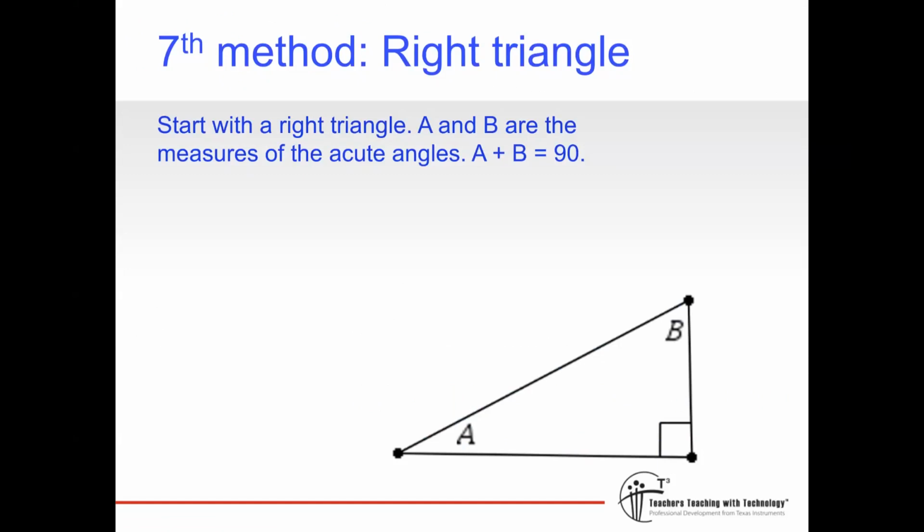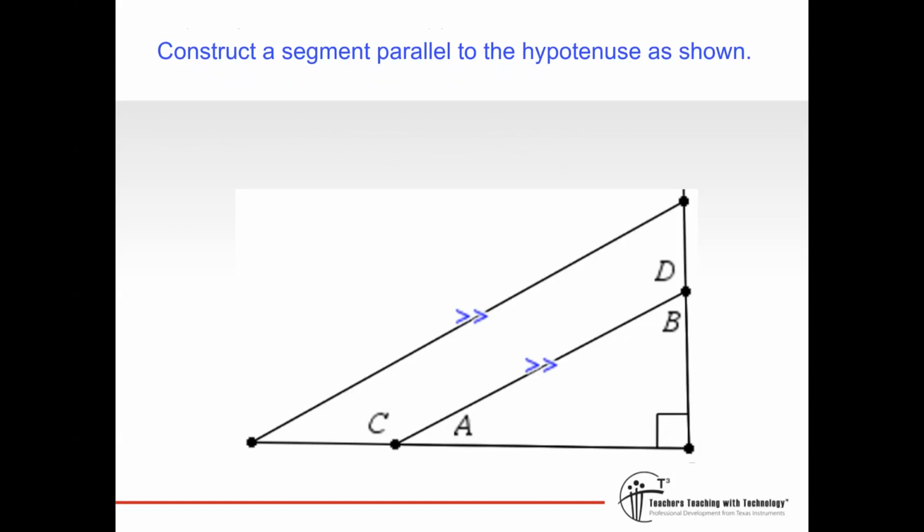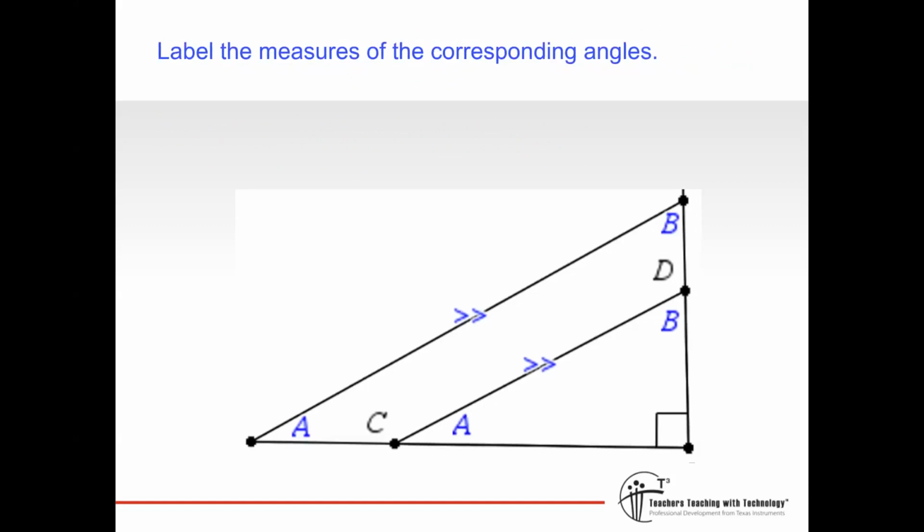So she started off with a right triangle and said A and B are the acute angles, so they add up to 90. She extended those out and got A and C to add up to 180, B and D to add up to 180. And then she finished off making a trapezoid basically and a parallelogram. I'm sorry, trapezoid rather, where these lines are parallel.